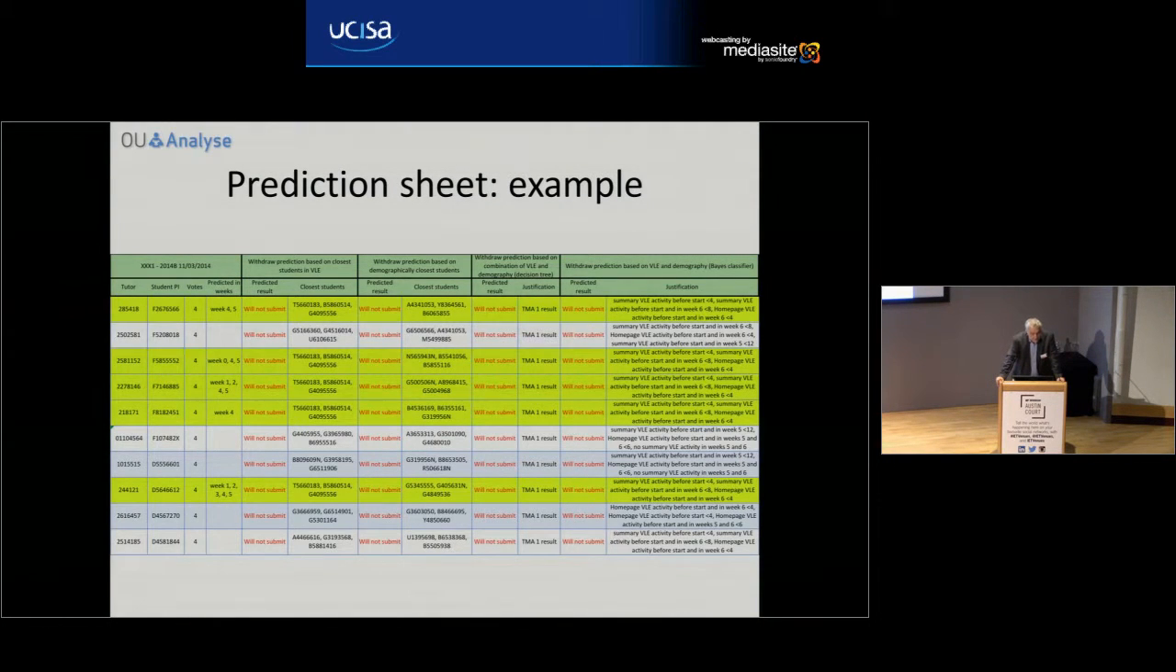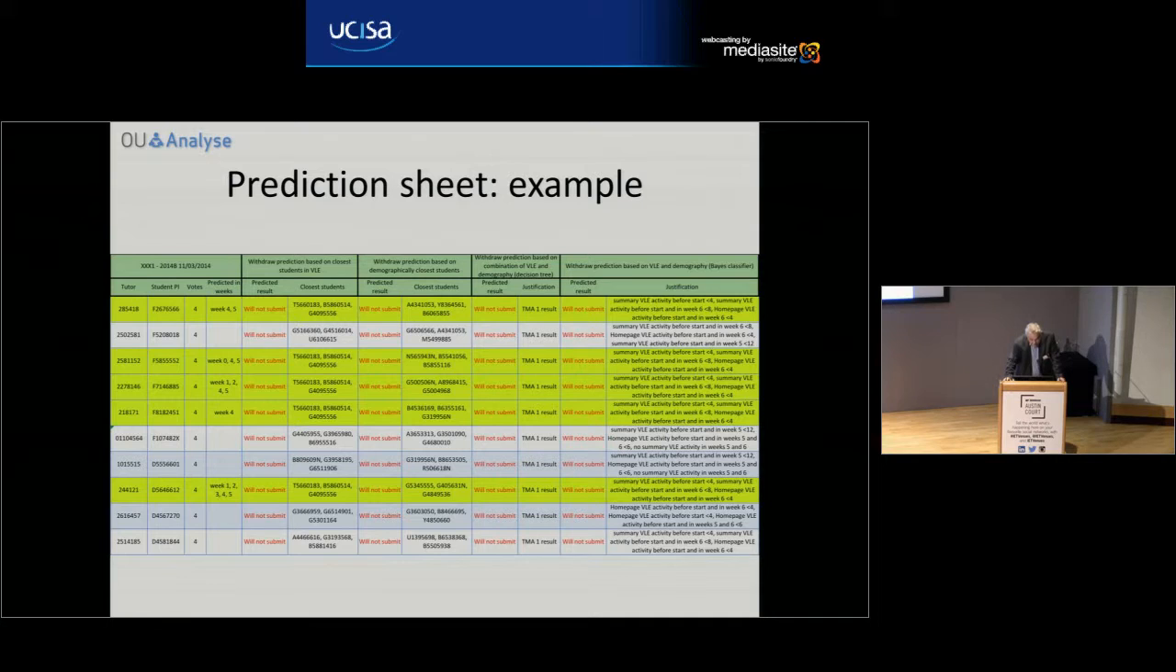Originally, we were sending the predictions to the module teams using spreadsheets like this. This is a standard Excel spreadsheet where each model has a column, each row is a student, and students who were predicted in the past as at risk are marked yellow.